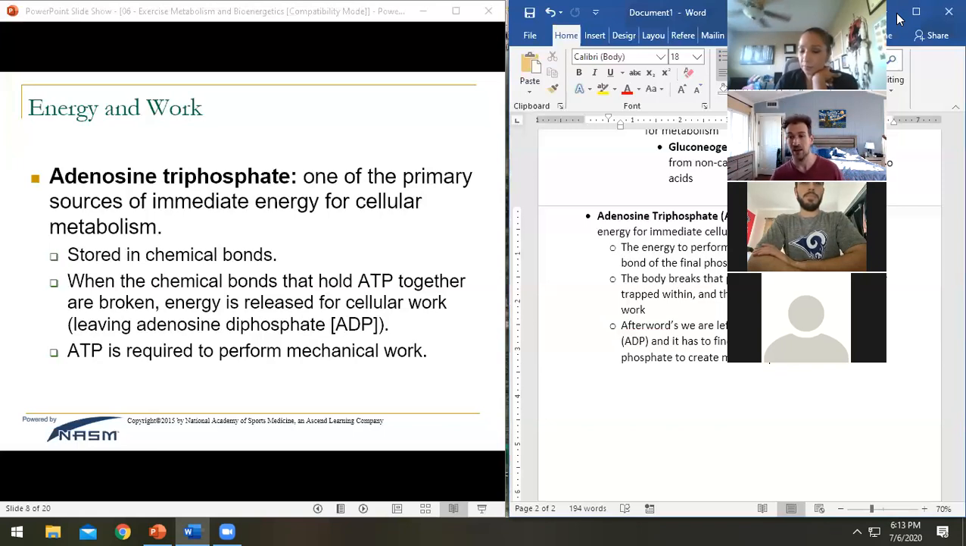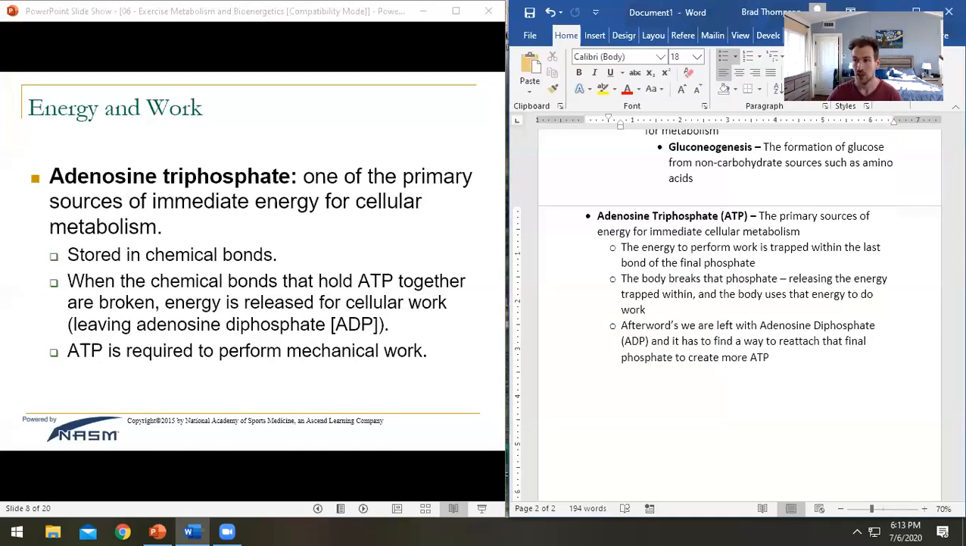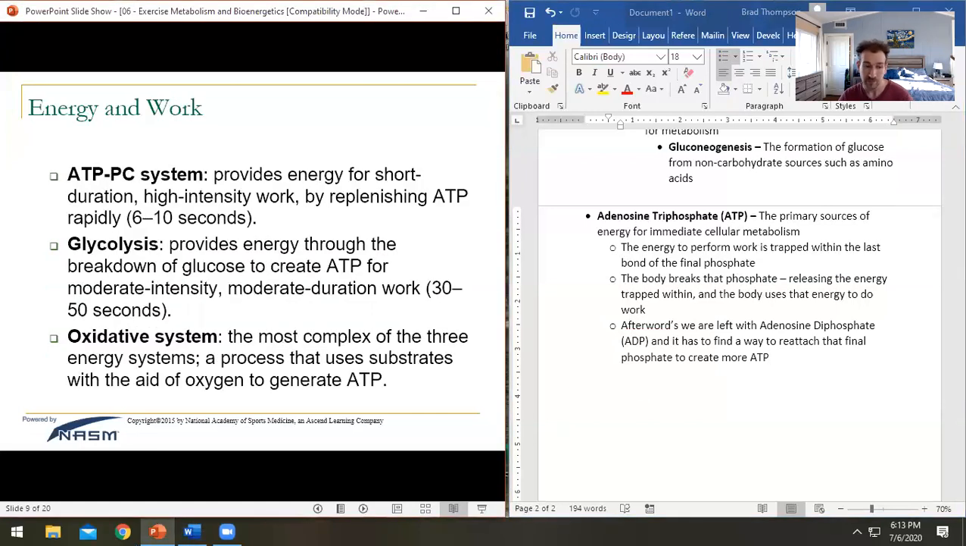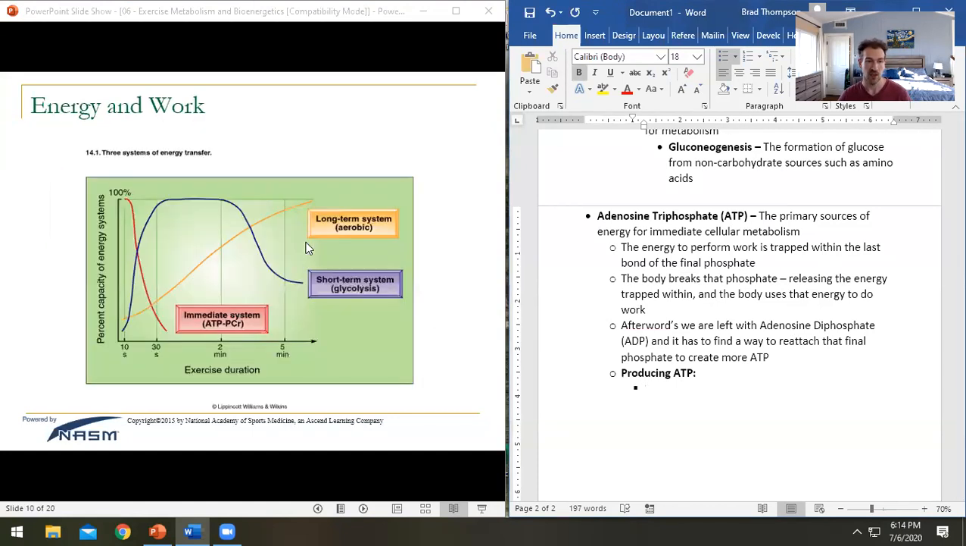So that's similar to how the relationship between nutrients and ATP works, right? Nutrients are also energy, but they're not in a form that we can actually use until we make them into a molecule of ATP. So this is where we look at our specific ATP energy systems. If we're looking at producing ATP, we have 3 primary systems here.